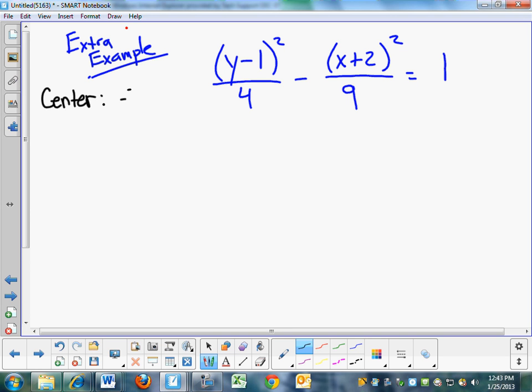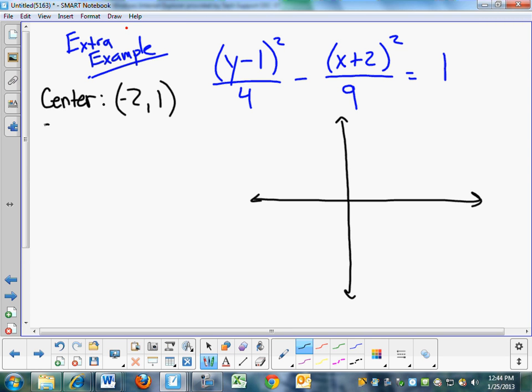Good, -2, 1, because they're switched. So you've got to account for the x as -2 and the y is 1. So I'm going to plot that first. Well, first let's figure out A, B, and C so I know how many tick marks to make.